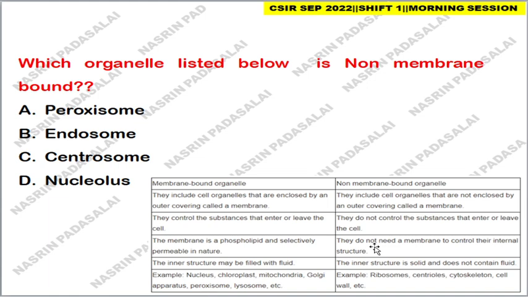Examples of membrane bounded organelles include the nucleus, chloroplast, mitochondria, Golgi apparatus, peroxisome and lysosome. Examples of non-membrane organelles include ribosome, centrioles, cytoskeleton and cell wall. The peroxisome is an example of membrane bounded, so it's not the answer. Endosome: what is meant by endosome? Endosome is a heterogeneous collection of organelles that function in sorting of proteins. It includes the Golgi apparatus, lysosome and vesicles, which all belong to membrane bounded organelles. So endosome is also a wrong option, and the nucleus is again a membrane bounded organelle. The centrosome is a subcellular non-membrane bounded organelle. You hear about the centrosome while studying the microtubule organizing center. So the correct option is centrosome.